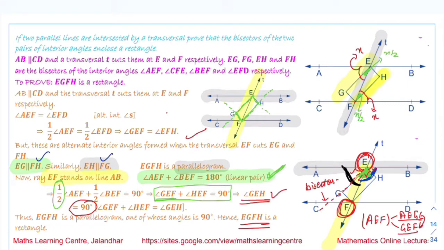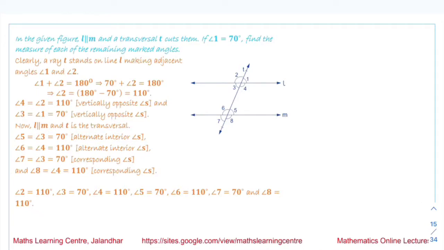Now the next question we have is that in the given figure, it is given that the line L is parallel to M. This is line L and this is parallel to the line M, and T is the transversal. It is given that this angle 1 is 70 degrees. We have to find the measure of the remaining angles.